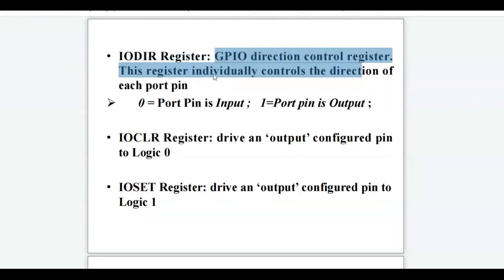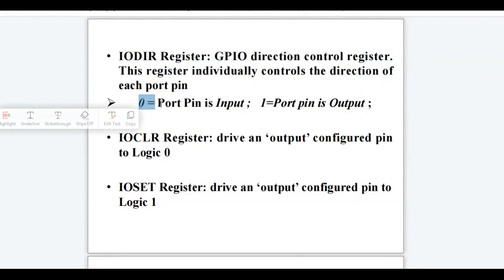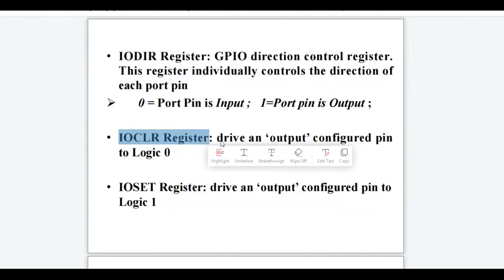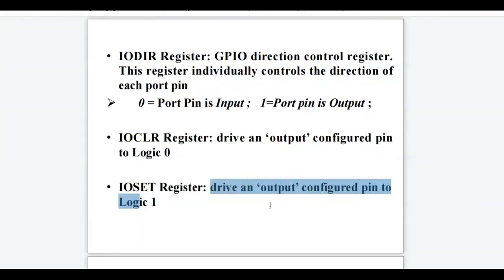This register individually controls the direction of each port pin. If you write 0 to this register, the port pin will act as input. And if you write 1, the port pin will act as output. Then the IO clear register drives an output configured pin to logic 0. In short, it makes the output configured pin low. The IO set register makes the output configured pin high.